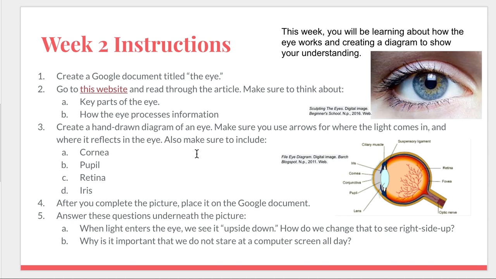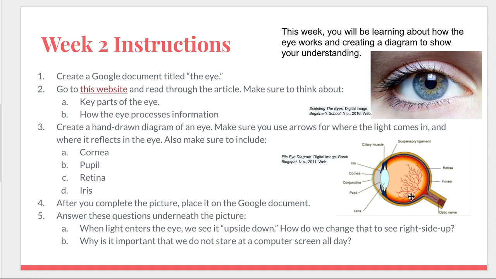While you're going through that, make sure you're thinking about some of the key parts of the eye and how the eye processes information, how it connects to our brain, and how our brain processes that. Then, the big assignment that you have this week is to create a hand-drawn diagram of the eye. On that diagram, I want you to make sure that you include some key components. The first is the cornea, the second is the pupil, the third is the retina, and the fourth is the iris. Make sure that you show the process by which light comes in the eye and how it reflects within the eye.